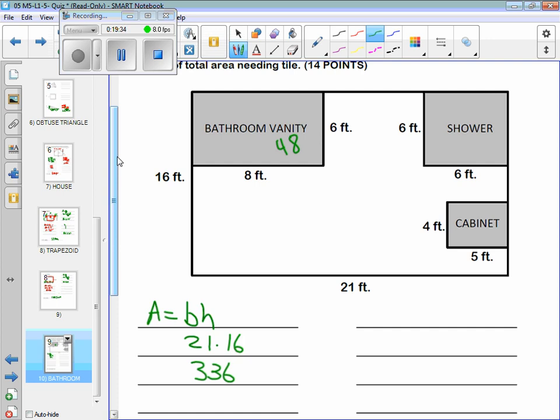What's the area of the shower? Delaney. And what's the area of the cabinet? And what I'm going to do is take my whole 336, subtract 48, subtract 36. Hold on. I'm not done. Subtract 20. And if you do that, you get 232 square feet.